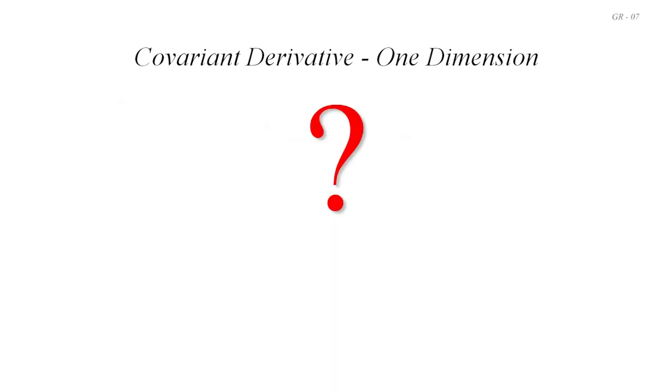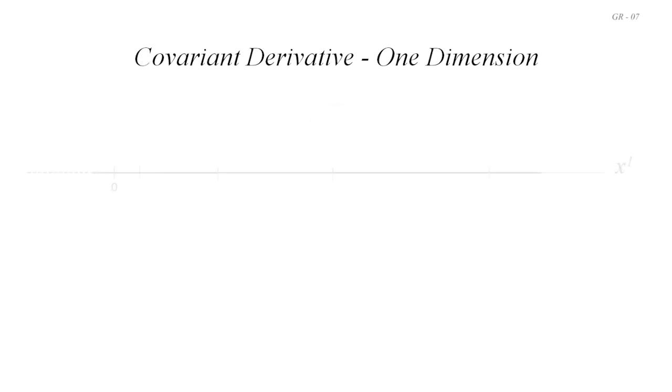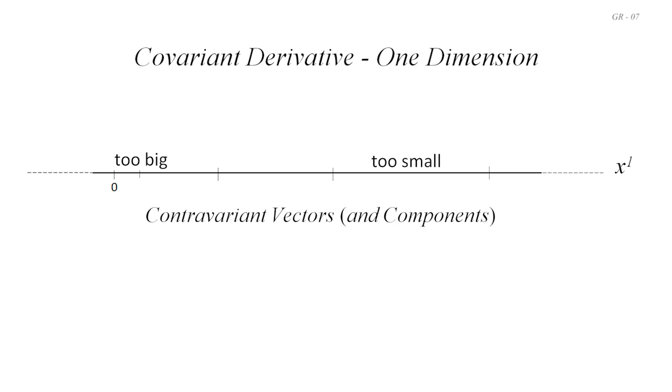Now let's ask the same kind of question as we did before. What expression could we write down which would best describe the actual derivative of this vector, its actual rate of change of size with distance? I'm sure you realise that it would not necessarily be the same as the measuring scale would tell us. That scale is stretched and compressed in different places, and so measurements made using it will be too small when the scale is stretched and too big when it's compressed. That's just the property of contravariant vectors.